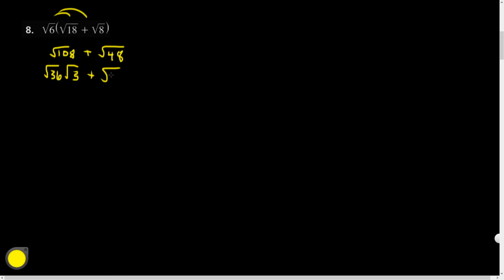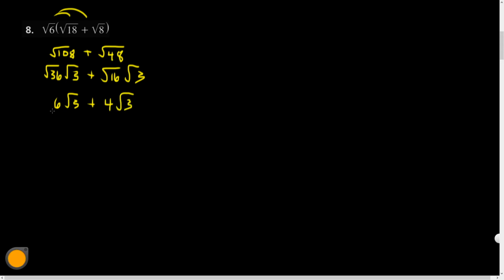I think I can get a 16. Yeah, 16 goes into this this many times. All right, and so just reach for a calculator, try your division of your perfect squares. Square root of 36 is 6 rad 3, plus square root of 16 is 4 rad 3.